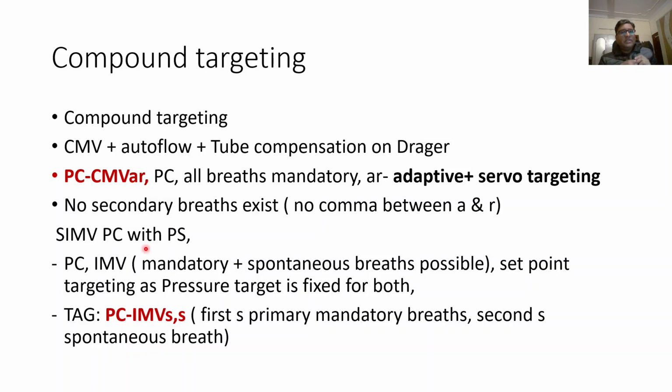In contrast, take SIMV PC with PS. The sequence will be IMV because you have added SIMV here. The PC, IMV, S, oblique S: the first S is for primary breaths. Those are also set point because pressure is controlled. And for SIMV, the pressure supported breaths will also be set point, as we have seen. The pressure support is set point targeting, as in the last slide.